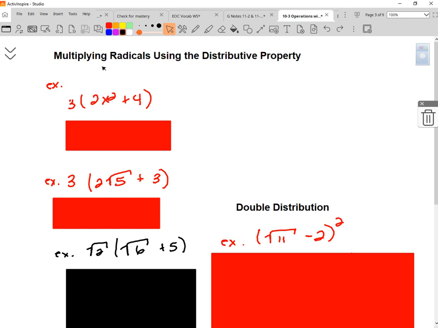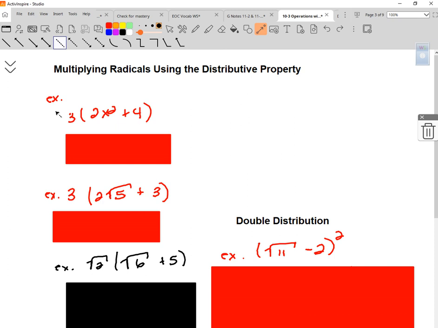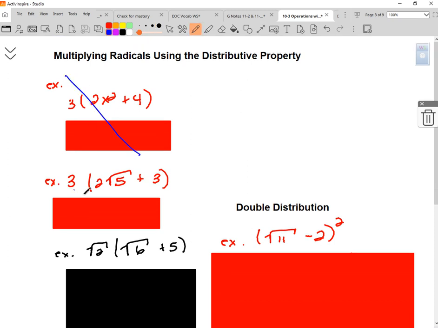So we're going to multiply radicals using the distributive property. You do not have to title it. I just want you to see this example. Actually, let's not even do that. We're going to go down to this one. This is 3 times 2 square root of 5 plus 3. All right? It's not example 3. It's 3 times 2 square root of 5 plus 3. Does that make sense?